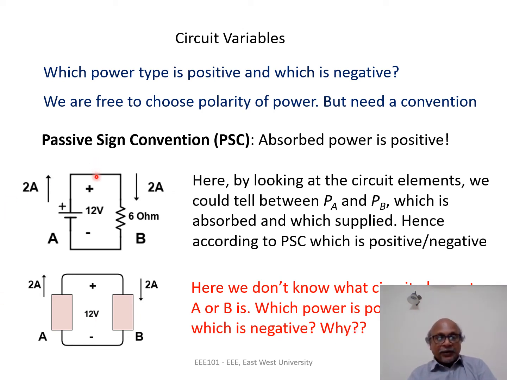By comparing with the upper circuit, we could tell that yes, PB here and PB here are the same, so PB is positive, and PA here and PA here are the same, so PA is negative. But if we did not have the upper circuit with us, then this logic will not work. We need to find out a more concrete argument to decide when is a power absorbed and when is a power supplied.